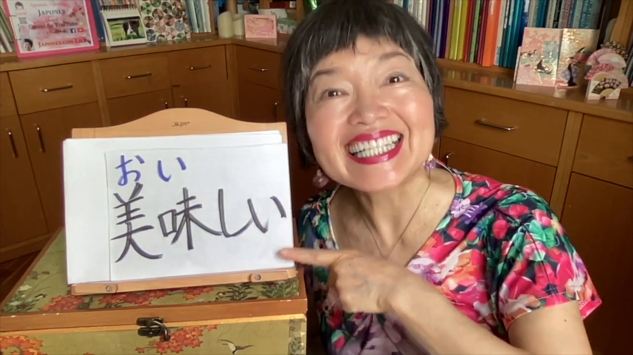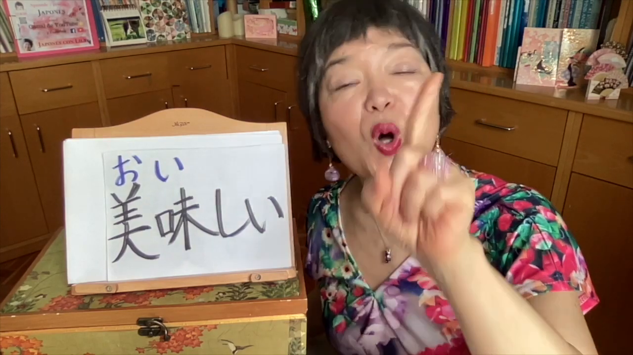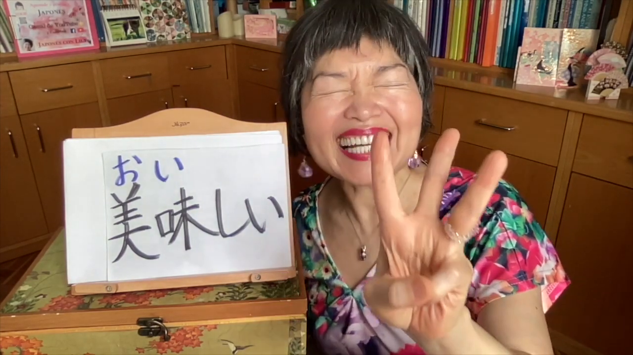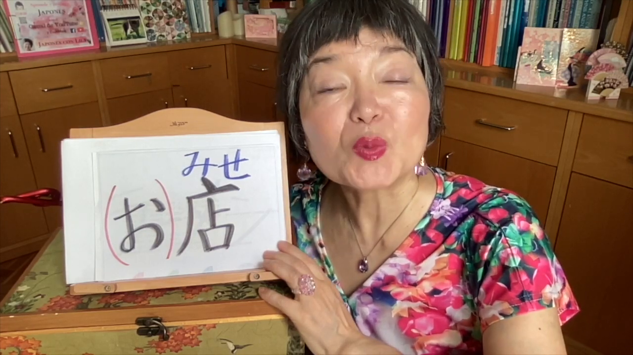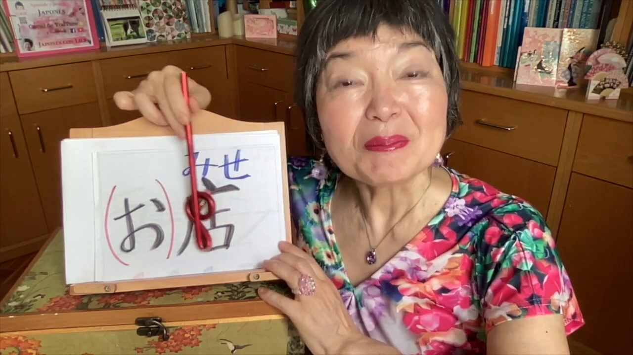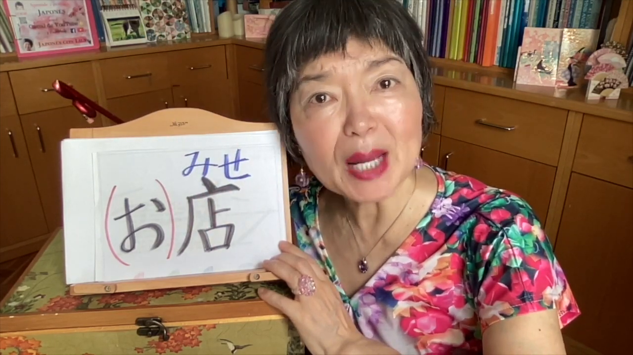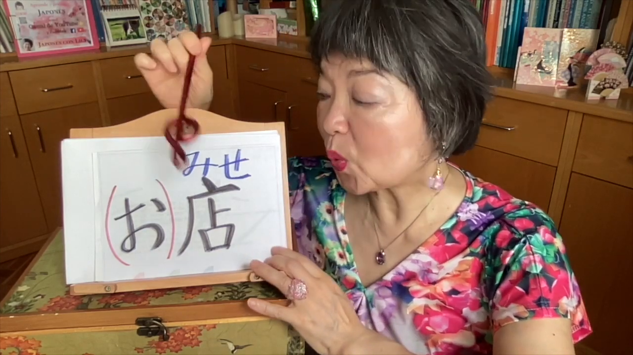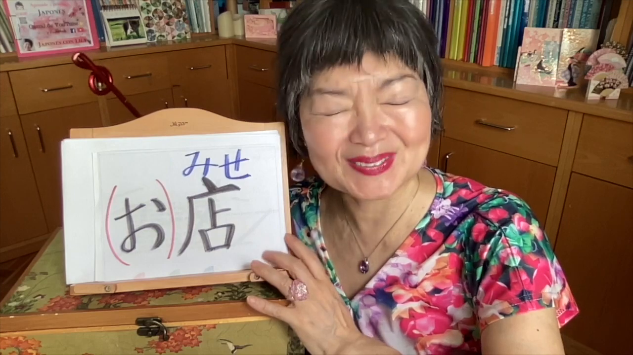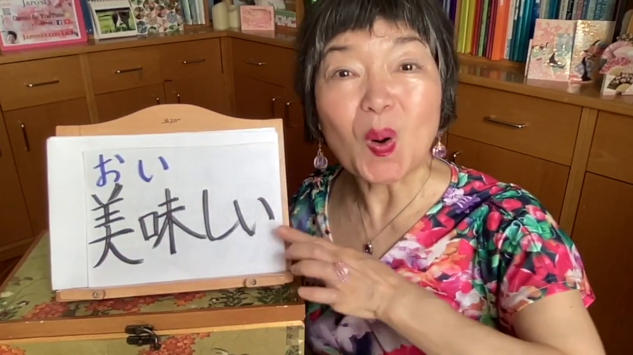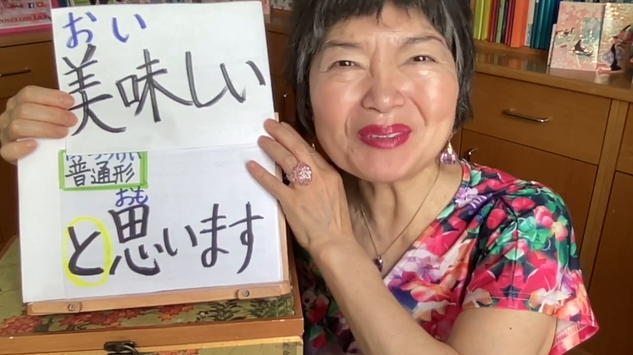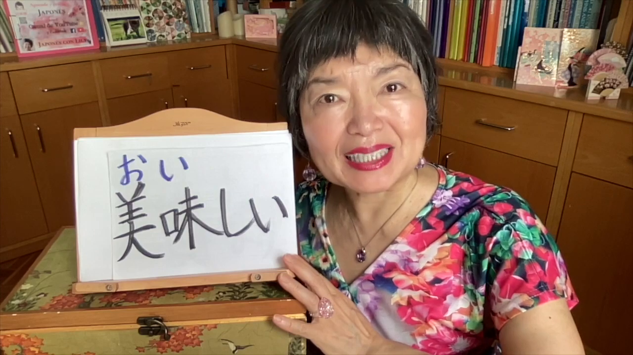For example, おいしい, delicious, yummy. And it means おいしい, おいしくない, おいしかった, おいしくなかった. I think ramen in this restaurant is yummy. Restaurant, we can say restaurant, but we can also say 店. 店 means store or shop, but also it means restaurant or where we eat something. この店のラーメンは美味しいと思います。Now the present negative.